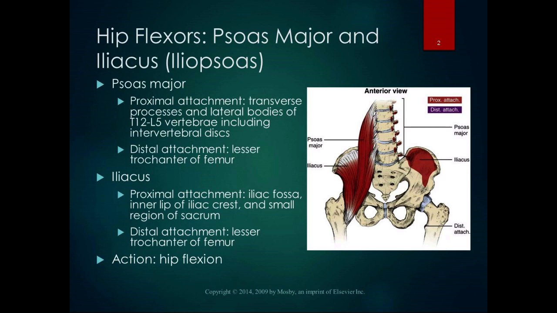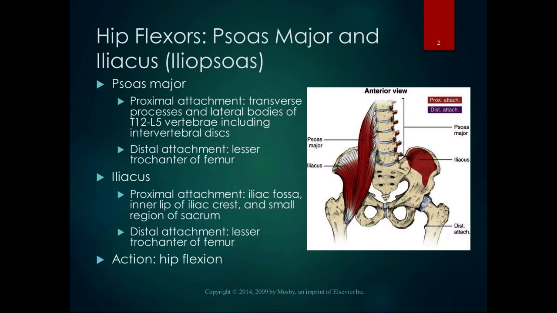So first we'll talk about the hip flexors, and our biggest, most powerful hip flexor is the iliopsoas, which is really a combination of two muscles, the psoas major and the iliacus. The psoas major has the most superior attachment, and then they join together and they share a common insertion. The psoas major's origin, or proximal attachment, is the transverse processes and lateral bodies of T1 through L5, thoracic and lumbar vertebrae, including the discs. Its distal attachment is, along with the iliacus, the lesser trochanter of the femur.